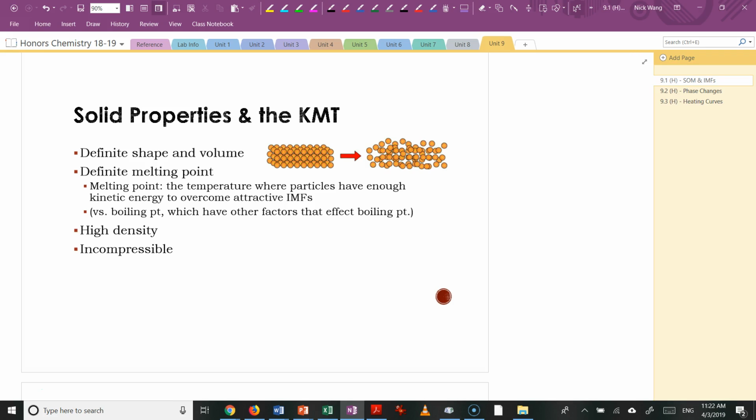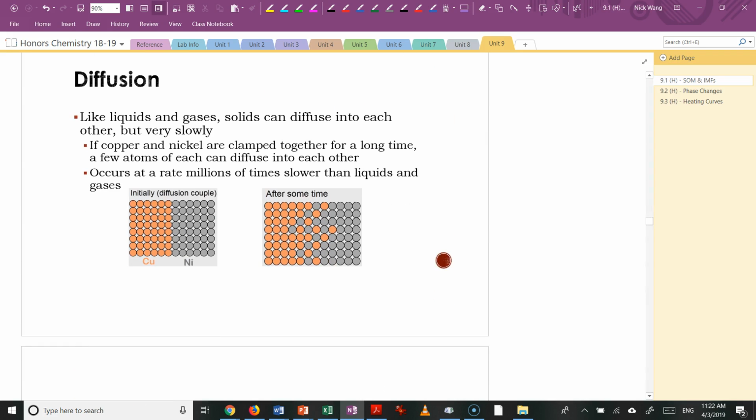High density, as we mentioned a minute ago, that's got to be a compressed state, so it's higher density. And of course, it's incompressible, right? We can't really take a solid and force it into a smaller space because there's not a lot of space for it to be forced into.